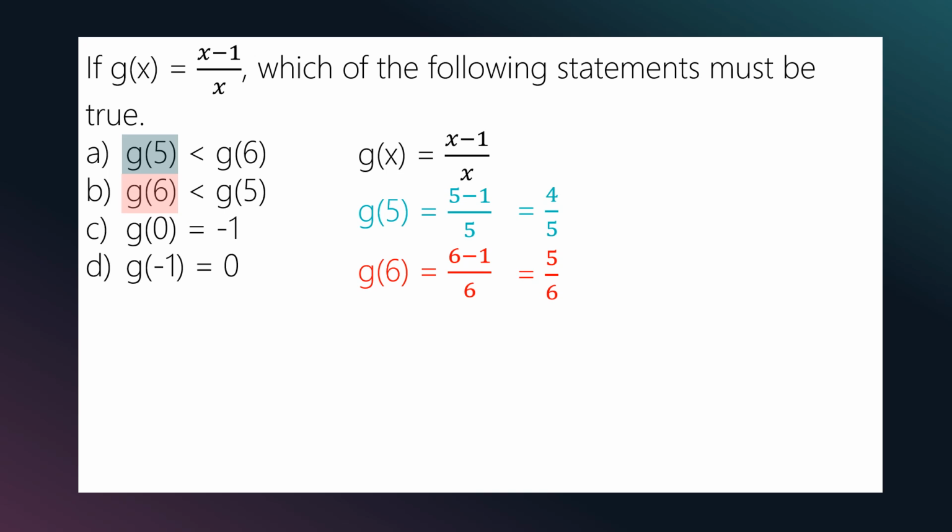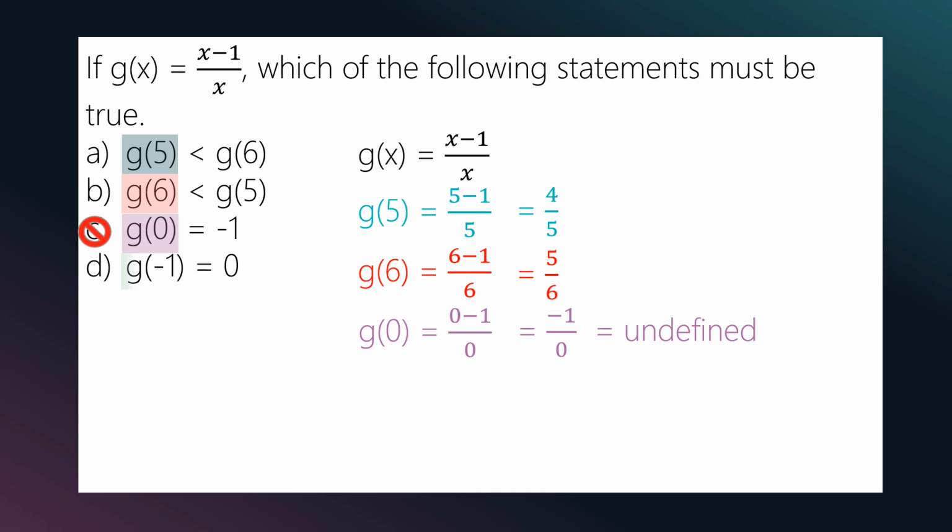Okay, choice C. g of 0. So we put (0 minus 1) over 0, which is negative 1 over 0. And guys, you're never allowed to divide by 0. That makes my answer undefined. My output is undefined. And y'all, it told me that g of 0 is supposed to be negative 1. Well, nope, it's undefined. So that can't be my answer choice.